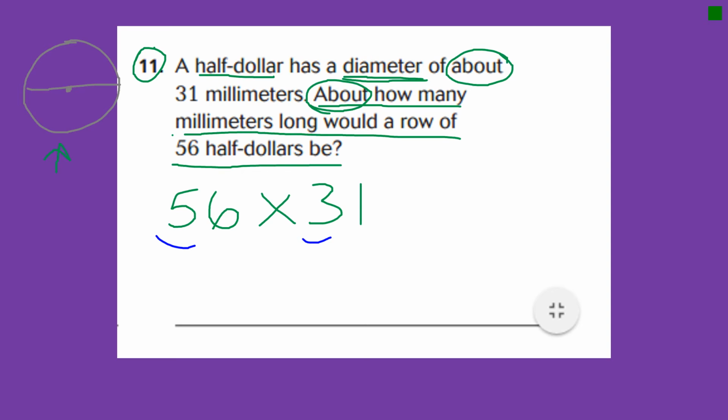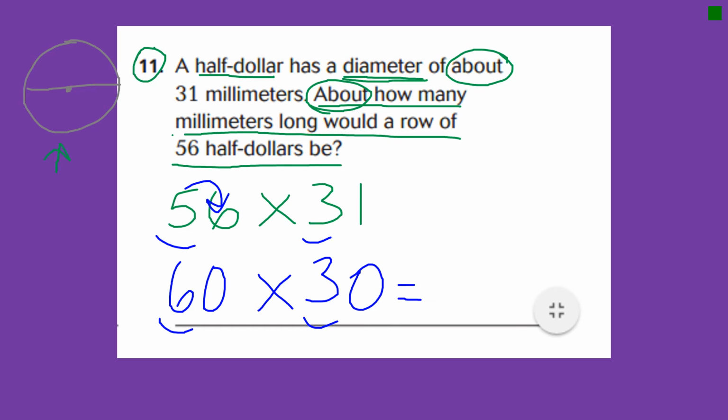So 56 rounds to 60, right? We're looking at the 6. It's greater than 5, round to 60, times 31. Well, 31 definitely rounds to 30. Okay, because it's 1 away from 30. It's far from 40. So then we look at our basic fact.